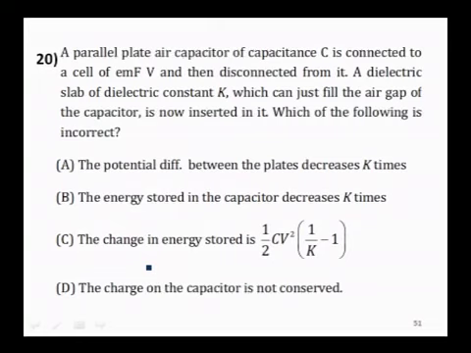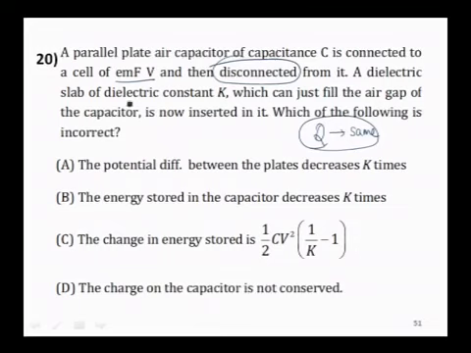Going further, a parallel plate air capacitor of capacitance C is connected to a cell of EMF V and then disconnected. So notice that it is disconnected before doing anything. So I have already explained, when the capacitor is disconnected from the cell, the charge on it cannot go anywhere. So you should use the concept that Q is the same before and after you do something. So that is the important thing to remember.